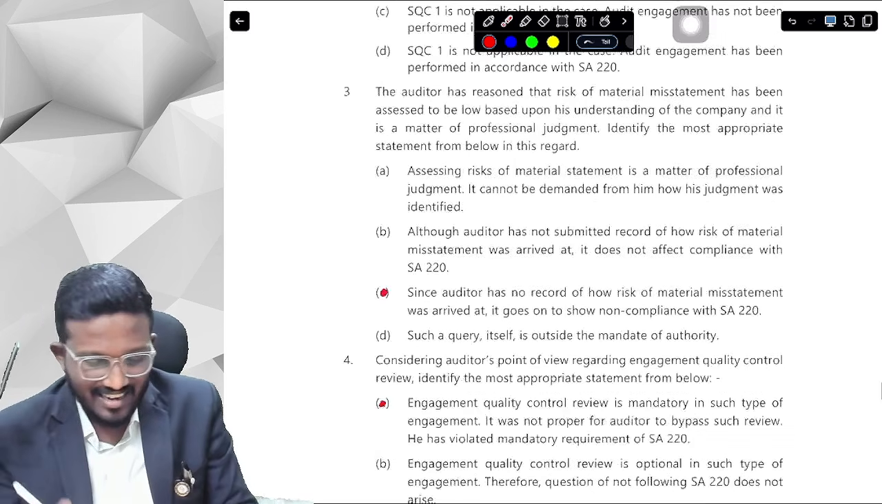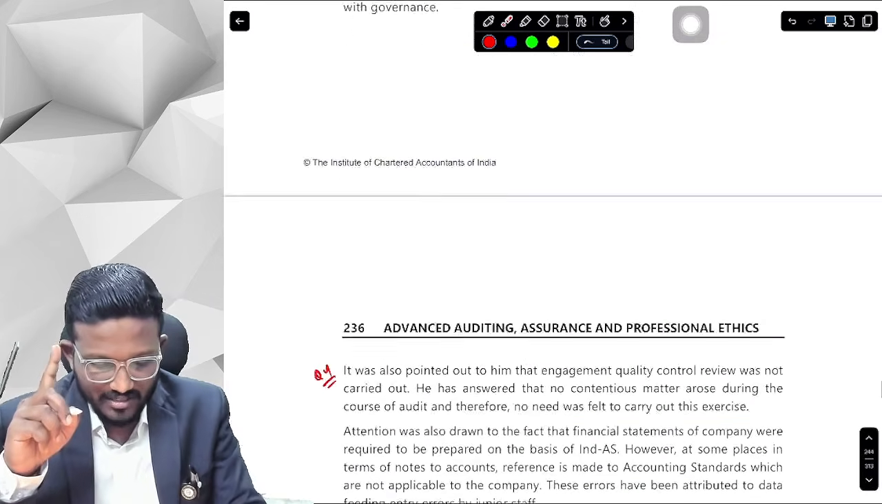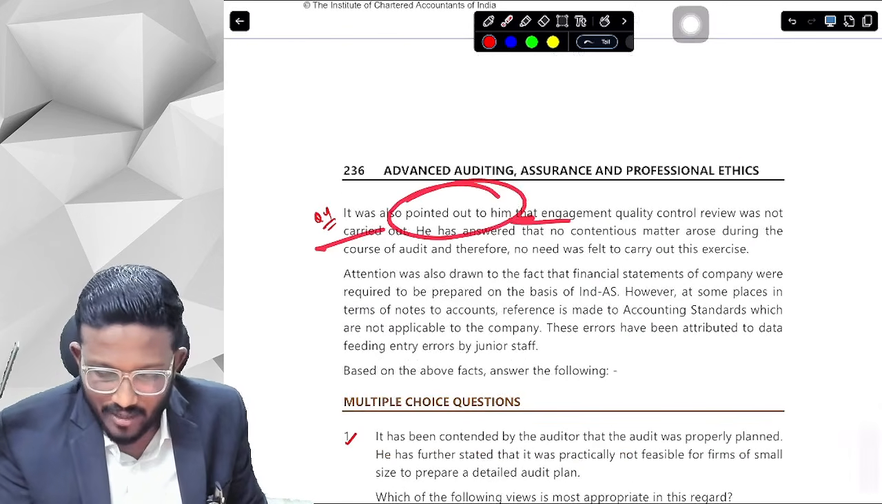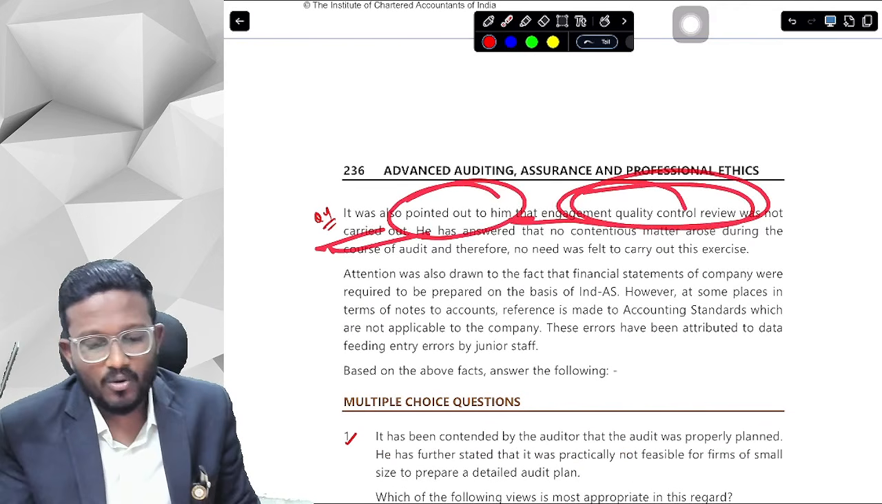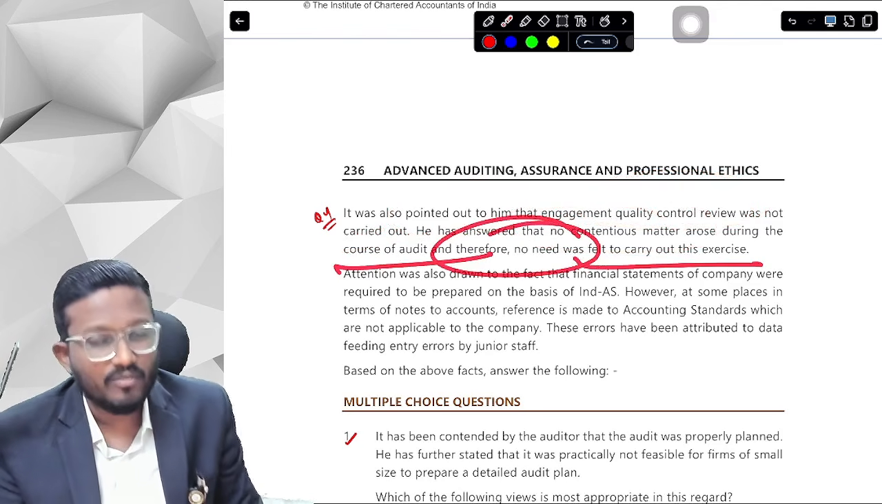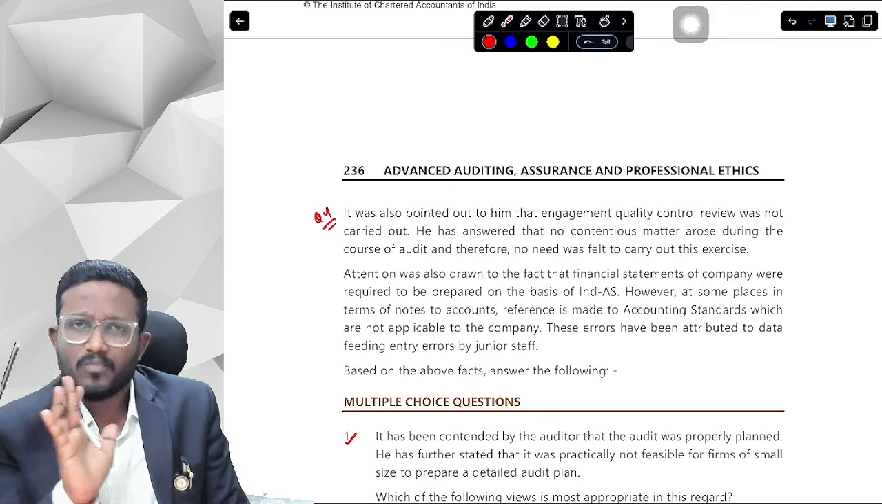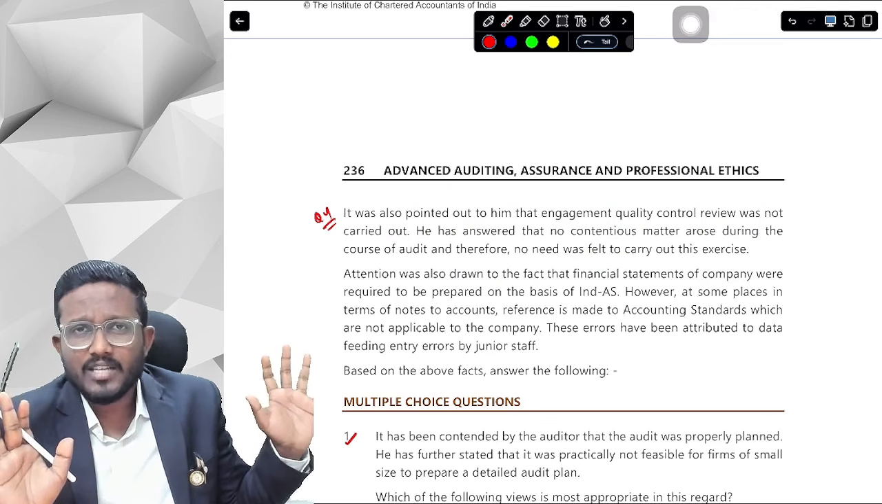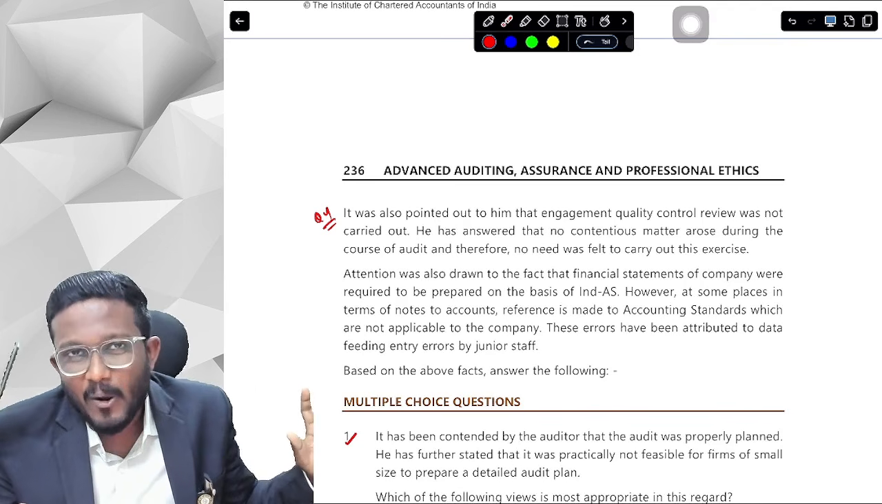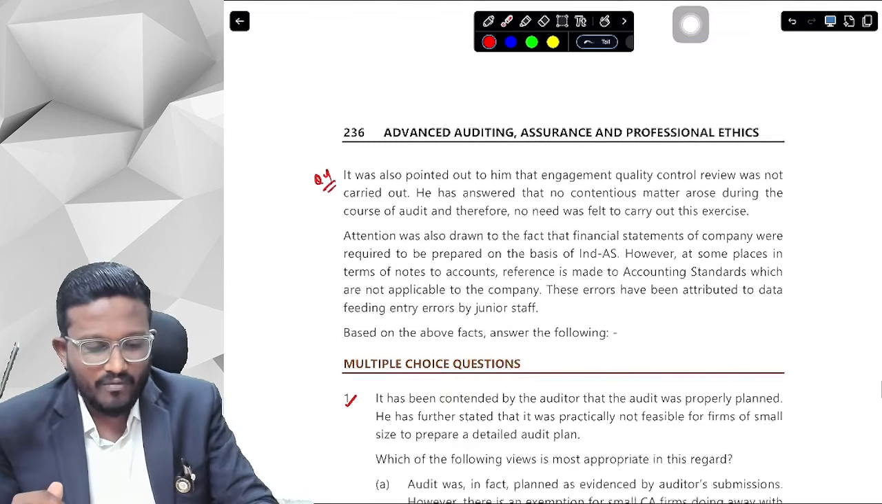Okay, yes sir. Let's do question number 4. In question number 4, we are the statutory auditor of a listed company, and it was pointed out to him that the EQCR was not carried out. He answered that no contentious matters arose during the audit, therefore there was no need to carry out this exercise. They are saying that there was no controversial matter in the audit, so they did not hire any EQCR, and this is allowed. No beta, this is not allowed. Since you are auditing a listed entity, you should have an EQCR. EQCR is mandatory for the audit of a listed entity.